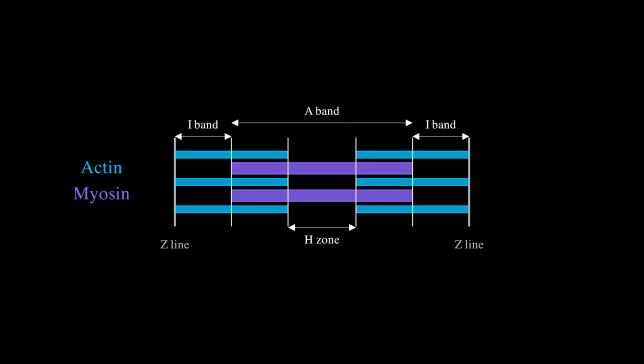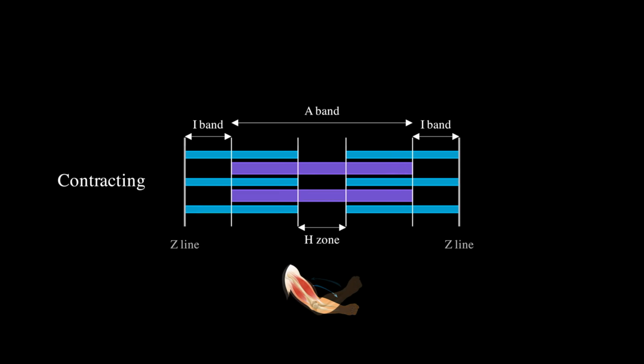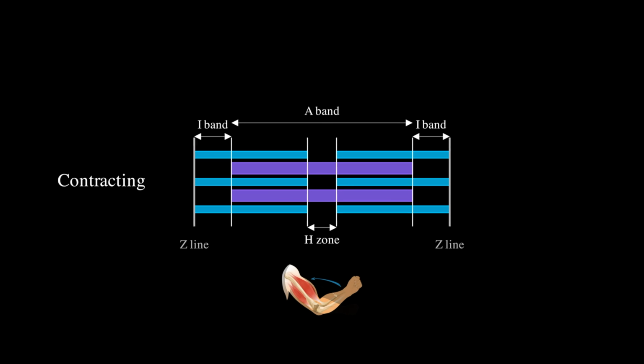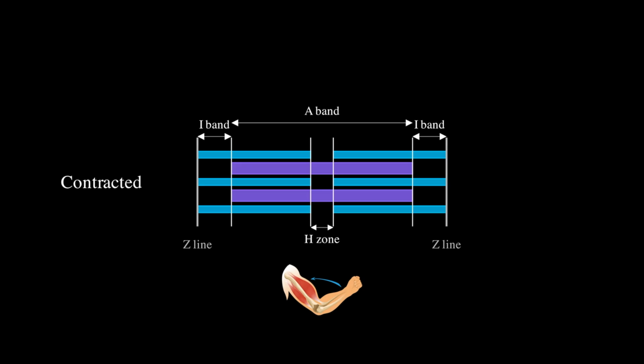Now we're going to look to see what happens to these bands when the muscle contracts. Have a look at this image to see which bands are changing in size. The first thing you notice is that the actin and the myosin filaments are sliding over each other when the muscle contracts. Please note actin and myosin are not shortening, only the sarcomere has shortened. The first thing you might notice is that the Z lines have moved closer together.